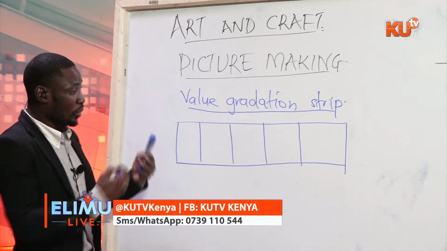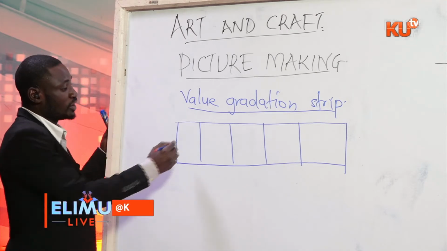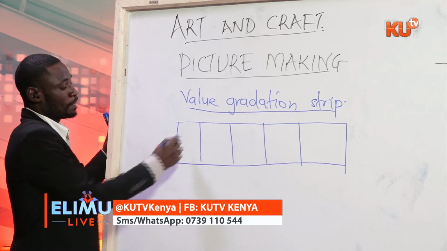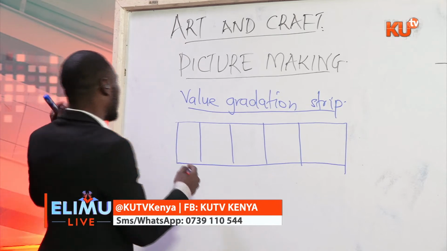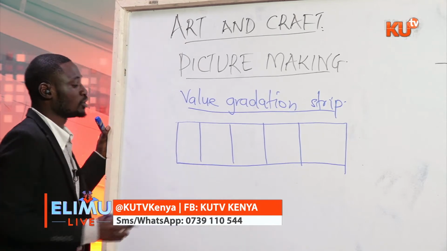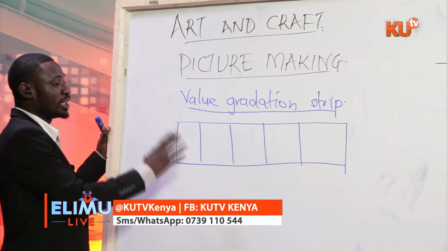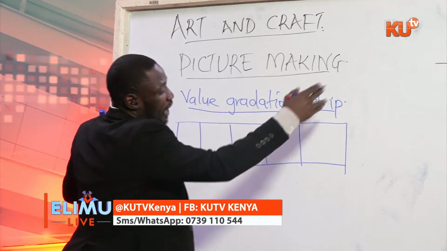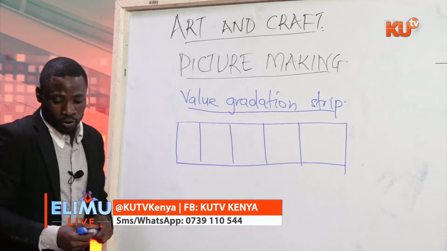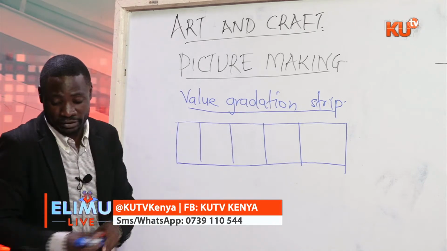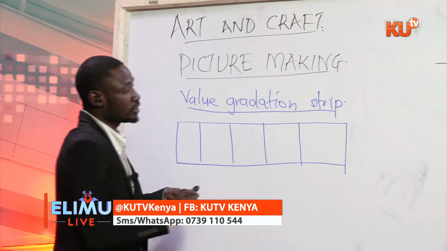So I've chosen this side. This side is my left hand side. My left hand side is going to appear lighter, and the other end will appear darkest. So I will start with the darkest strip.